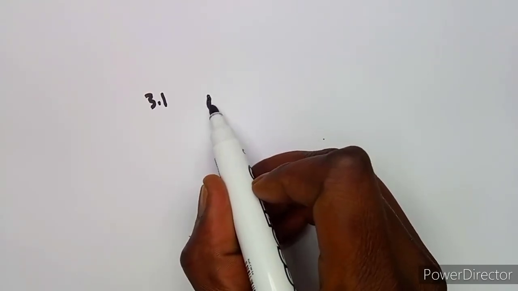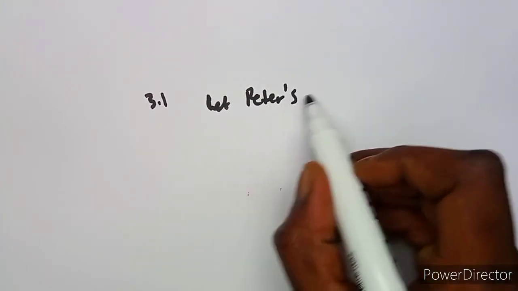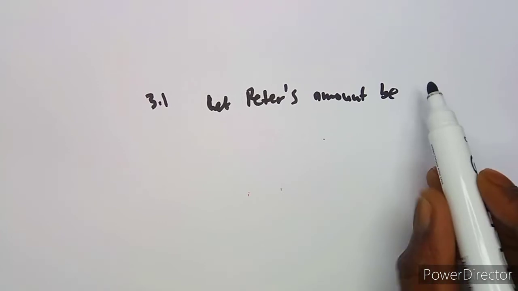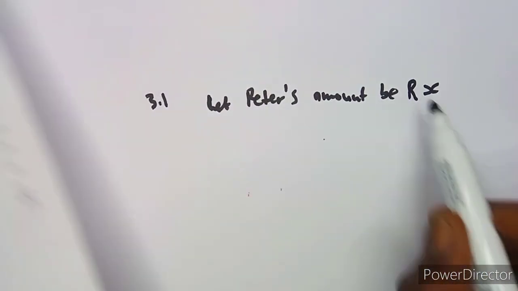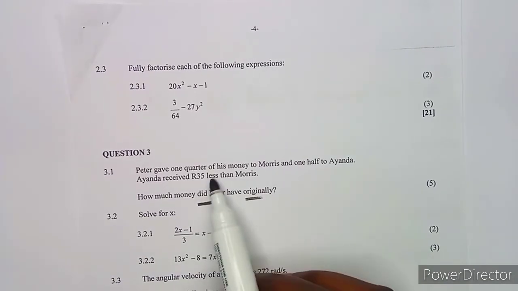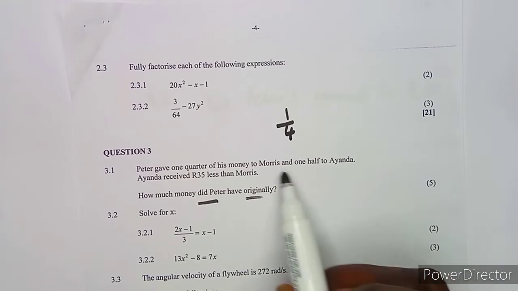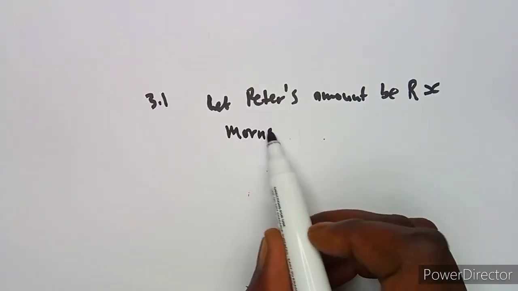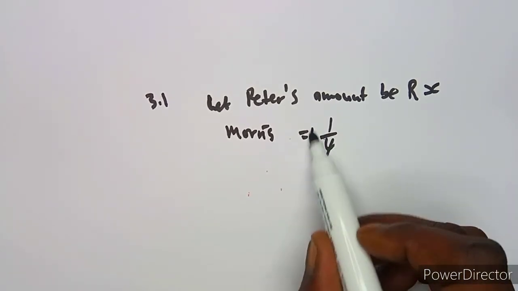Let's start with Peter. Let Peter's amount be x, because he is the one giving people their money, so let it be x rand. This is the amount for Peter, and he gave a quarter, which means 1 over 4, to Morris. So Morris got 1 over 4 x.